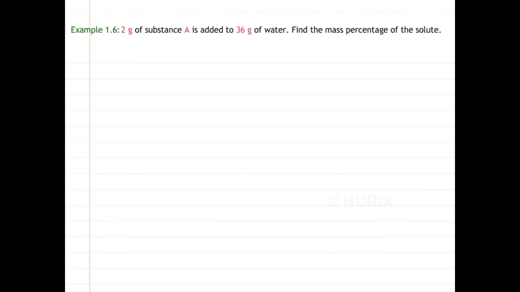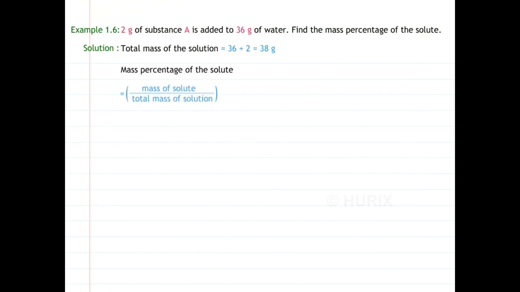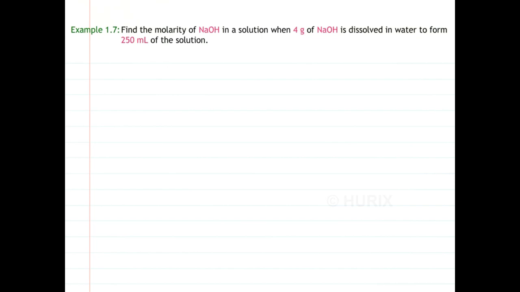Example 1.6. 2 grams of substance A is added to 36 grams of water. Find the mass percentage of the solute. Solution. Total mass of the solution equals 36 plus 2 equals 38 grams. Mass percentage of the solute equals mass of solute by total mass of solution into 100 equals 2 by 38 into 100 equals 5.26%.